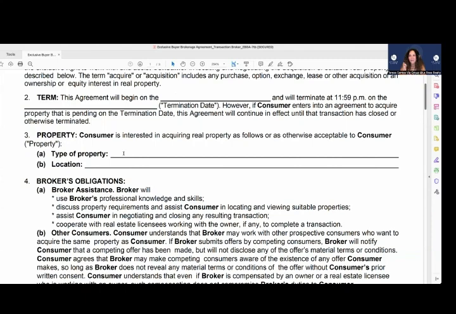So type of property, you could put in here condo, townhouse, single family, and all of that craziness, or you can put residential property. So whichever you prefer. If you put residential property, it pretty much covers condos, townhouses, single families, and anything that's multi-unit up to 4 units.